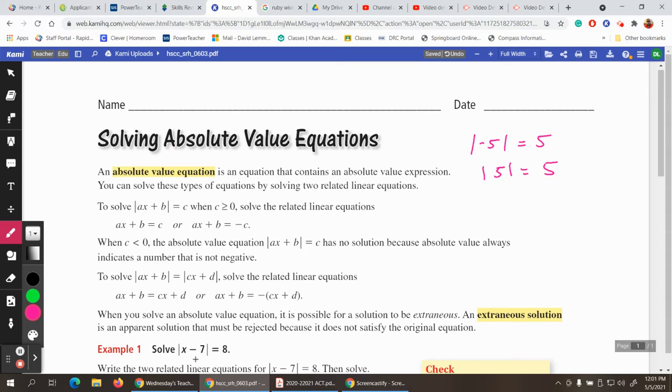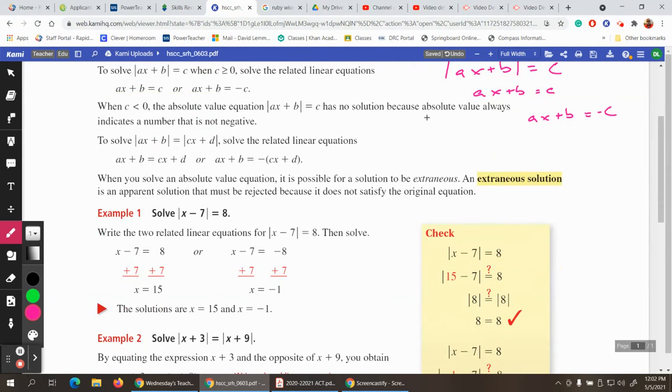And so now that we have an absolute value equation, the equation contains an absolute value expression. You solve these by solving two related linear equations. To solve, for instance, the absolute value of ax plus b equal to c, you have to solve that as ax plus b equals c, or it can be solved as ax plus b equals the negative c. Okay? And so it's the positive or the negative.